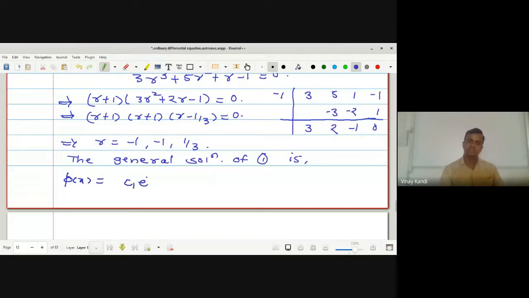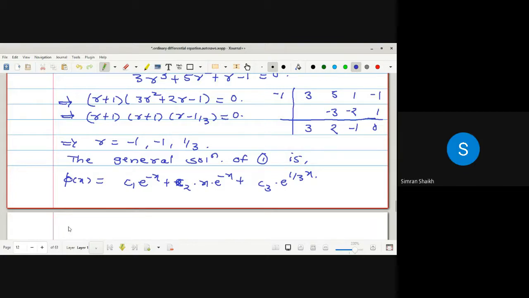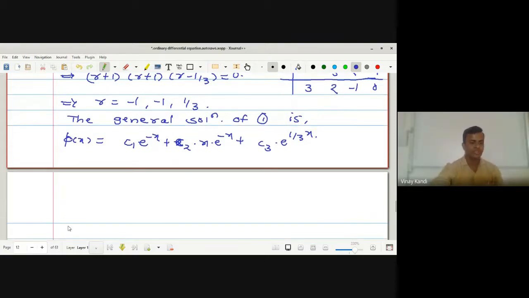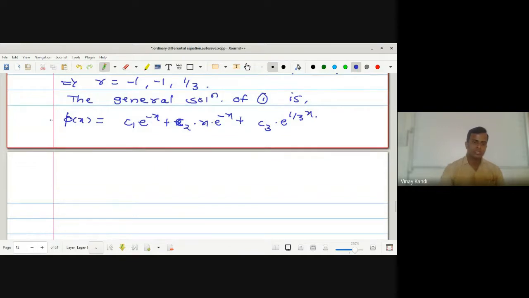y = c1 e^(-x) + c2 x e^(-x) + c3 e^(x/3). Okay, any doubt? No, sir. So this is nothing but y of x. Okay, so here y(0) is given as 0, which implies c1 + c3 = 0.